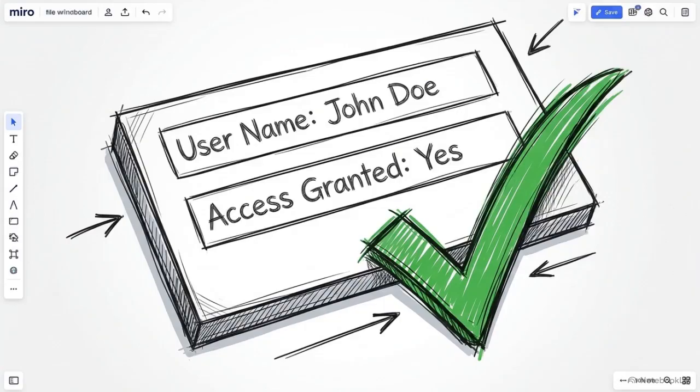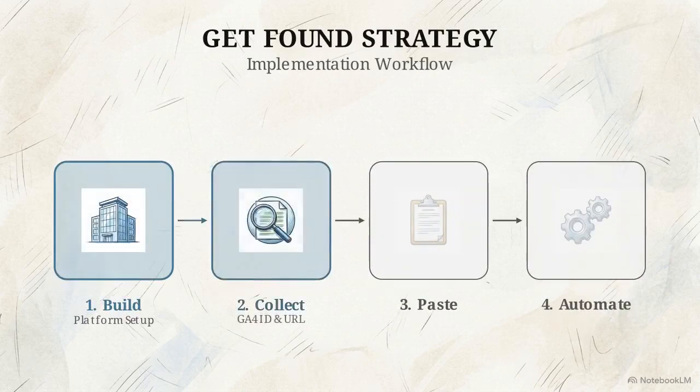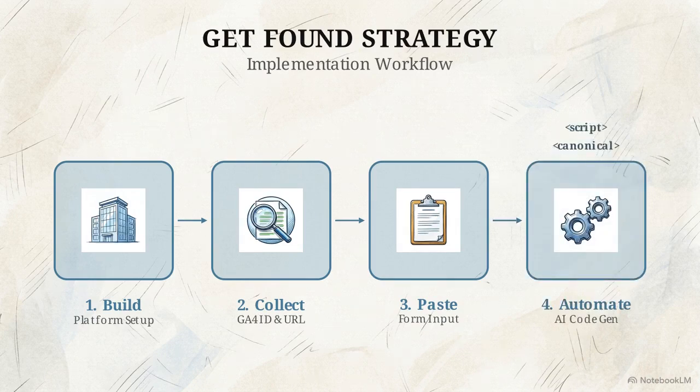To implement this, we use the Webo and Gemini prompt system. Here, your GA4 ID and published URL combine into your site's code. The workflow follows 4 stages. You build the microsite, collect your tracking IDs, paste them into the form, and the system handles the technical implementation.